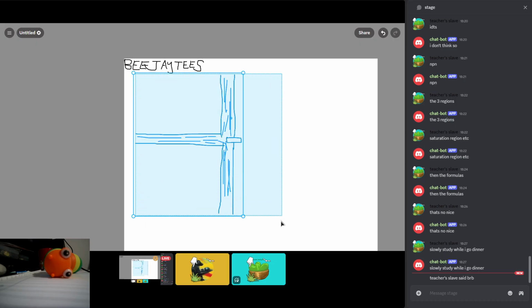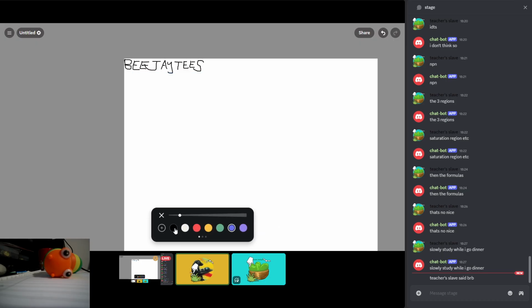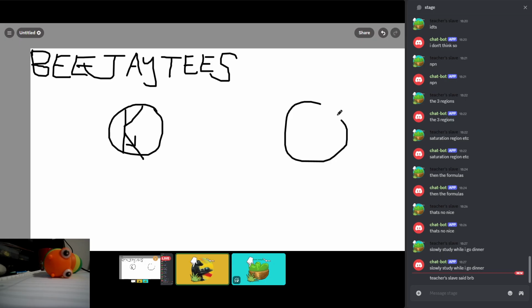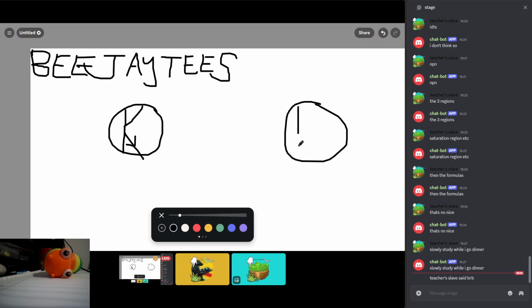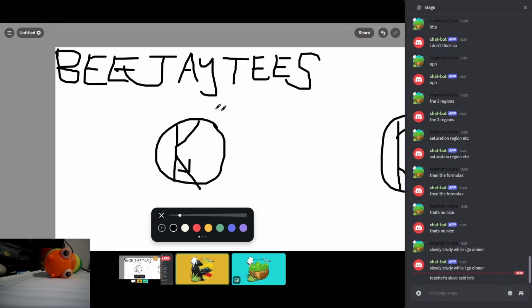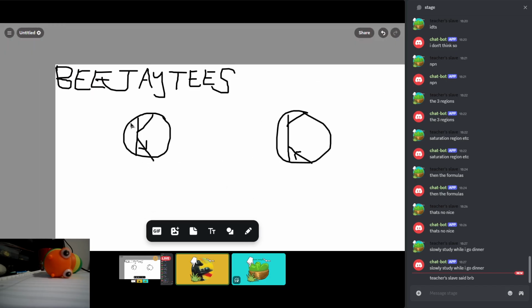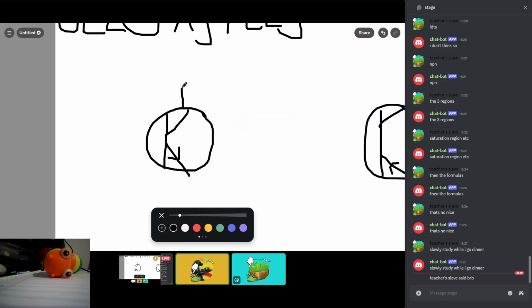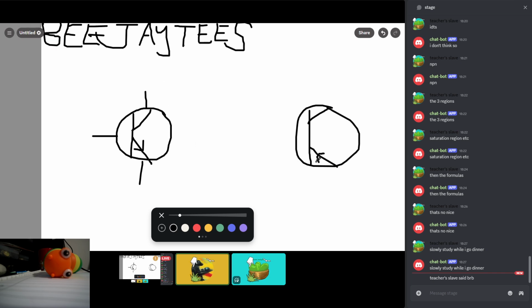Alright, so I shall draw for you the two symbols of a BJT. Basically there are two types of BJTs: NPN, which is the one that the analogy I just showed you fits, and the PNP. Let me label these. Let me bring these a bit lower actually. Yep, and they look like this in symbol form.